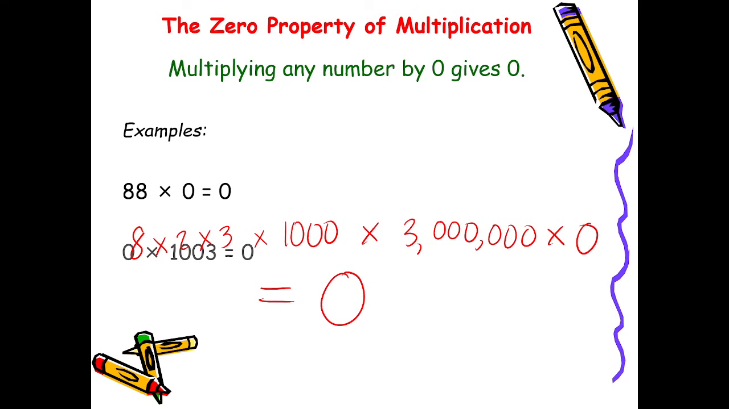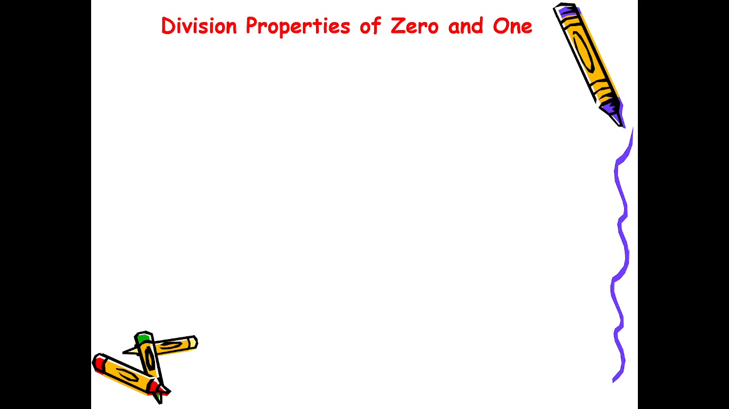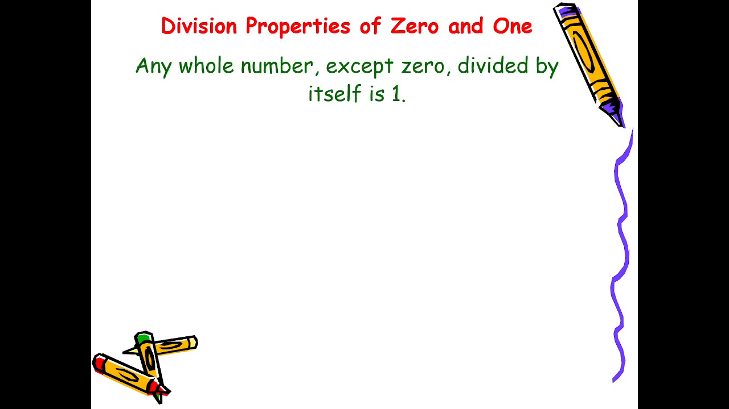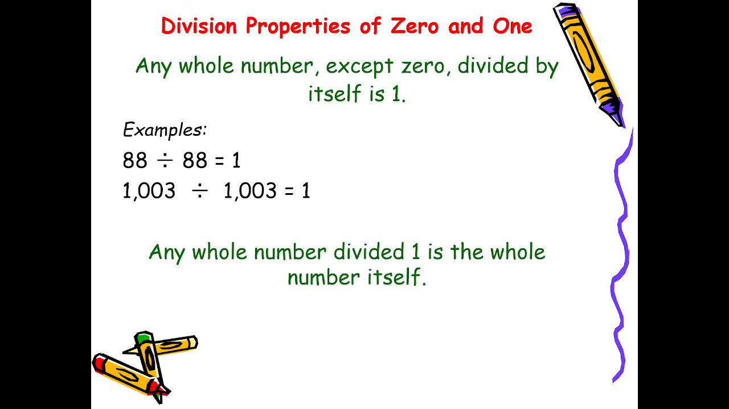Now, let's move on to the division properties of 0 and 1. The first property is this. Any whole number except 0 divided by itself is 1. An example is this. 88 divided by itself, that's 88, is equal to 1. That's the first property of division of 0 and 1. Another property is that a whole number divided by 1 is the whole number itself. So meaning 80 divided by 1 is 80. 769 divided by 1 is still 769.